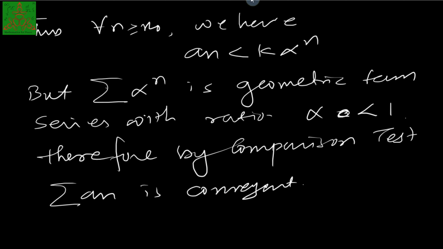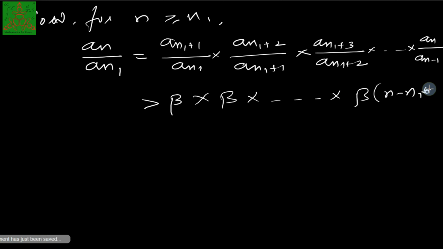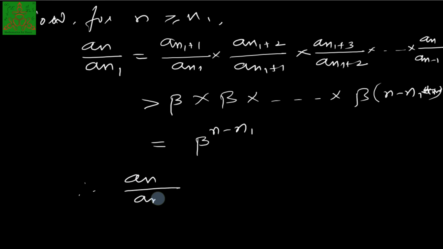So we have beta into beta up to beta. There are n minus n1 times beta that will appear. So that's why this is equal to beta raised to n minus n1. Therefore we get a_n upon a_n1 is greater than beta raised to n minus n1 for every n greater than or equal to n1.